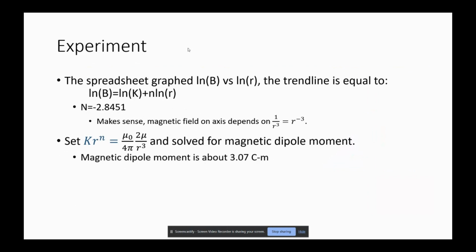This spreadsheet graphed ln(B) versus ln(r), and the trend line is ln(B) equals ln(k) plus n times ln(r). So we basically linearized the function. We got n equals -2.8451, which makes sense because the magnetic field on axis depends on r to the -3, and -2.8 is close to -3, although not perfect. Then, to solve for the magnetic dipole moment, we set k times r to the n equal to the equation for the magnitude of the magnetic field on axis, and we solved for the dipole moment because we had every other value in the equation. We found that the magnetic dipole moment is about 3.07 coulomb meters.